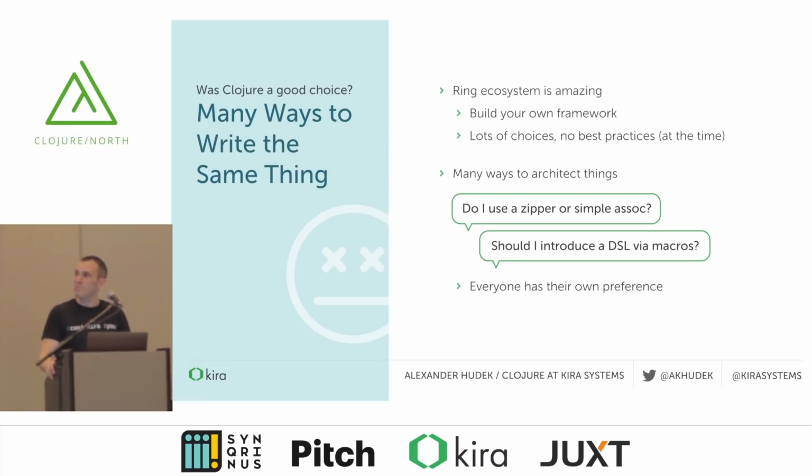So there's many ways to write the same thing in Clojure, which is really one of its strengths. It's super expressive, but this can also be a big challenge. In particular, when we started out, there was not necessarily as much best practice as there is today. There was nothing like Luminus, yes.